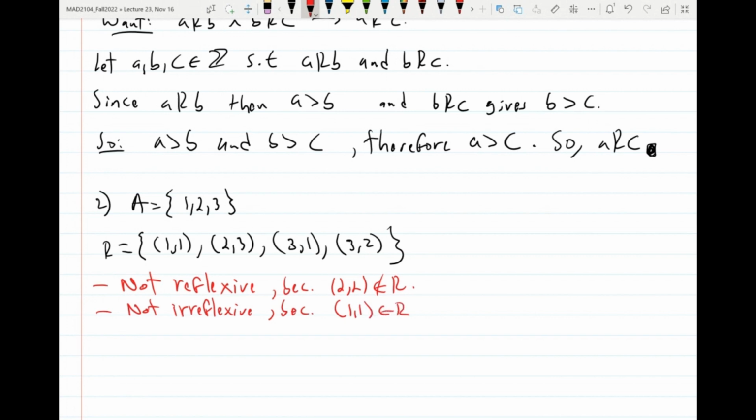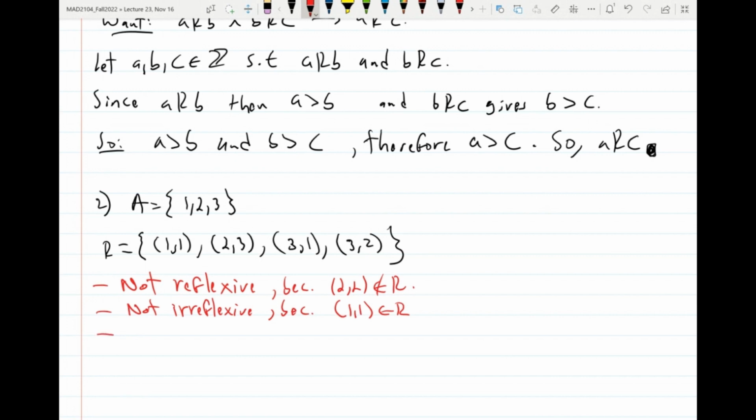Remember, reflexive means every element must be related to itself. So you need to have 1, 1, 2, 2, 3, 3. Okay? That's not happening, so it's not reflexive. Irreflexive means nobody can be related to itself. Again, that's not happening here because 1 is related to 1. Yes? All right, now let's keep going.